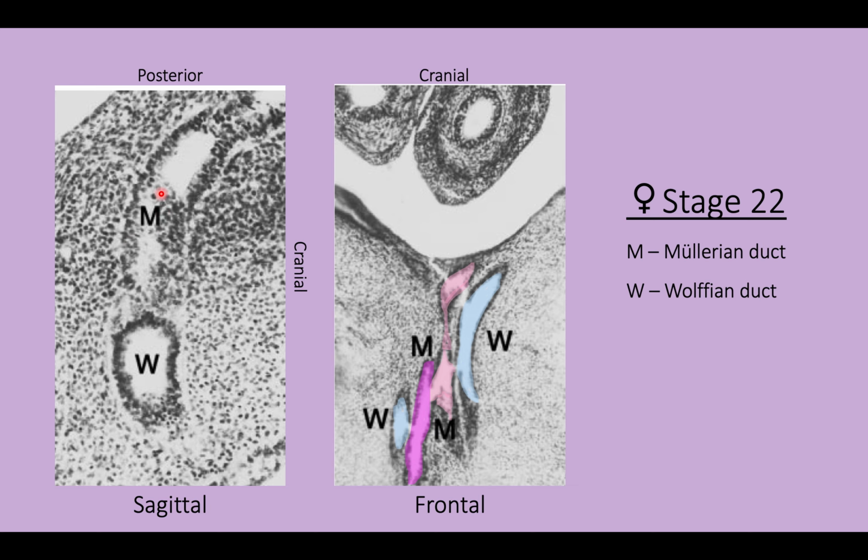For the frontal section, I had a hard time distinguishing the two ducts based off of where these letters were, so I decided to color code them to make things easier to explain. So these blue ducts on either side are the Wolffian ducts, and the two shades of pink, this darker pink and lighter pink, represent the two Mullerian ducts. And you can see here that they are separated and then they fuse together and then they separate out again.